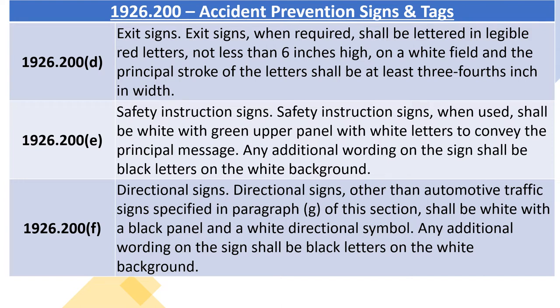1926.200(f), Directional Signs. Directional signs, other than automotive traffic signs specified in paragraph (g) of this section, shall be white with a black panel and a white directional symbol. Any additional wording on the sign shall be black letters on the white background.